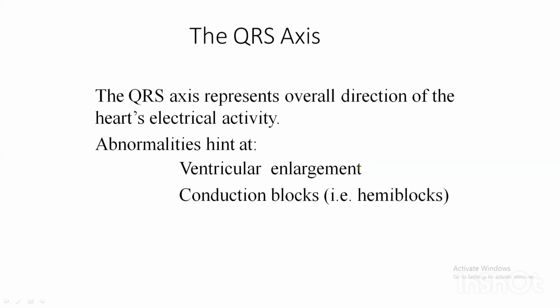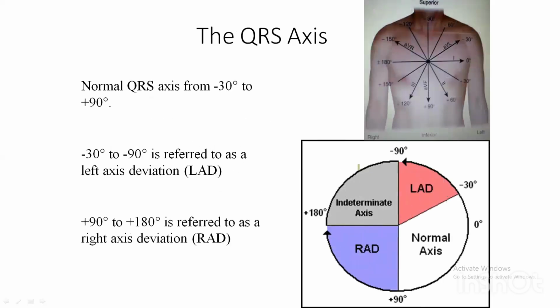Now come to the QRS axis. The QRS axis represents the overall direction of the heart's electrical activity. Abnormalities hint at ventricular enlargement or conduction blocks. We call them hemiblocks. In the ECG, we see the left axis deviation. It commonly occurs due to left anterior hemiblock. We will show what anterior hemiblock means.